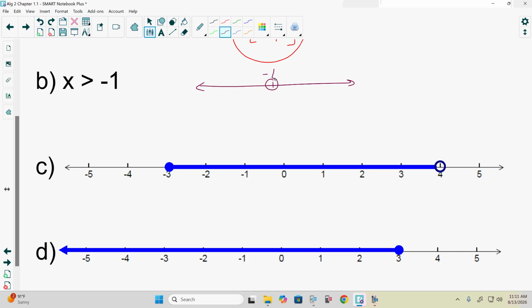Now we need to figure out which direction we're going. Do we shade to the left or to the right? We're thinking to the right. If we're not sure, I always do, every now and then, a test number. Let's say 0 is bigger than -1, yes? So I'm going to take it and plug it in for x. Is 0 bigger than -1? Yes, that makes a true statement, which means it should be included in the shaded region. So that's telling me I need to shade that way. And yes, you can shade just like that.